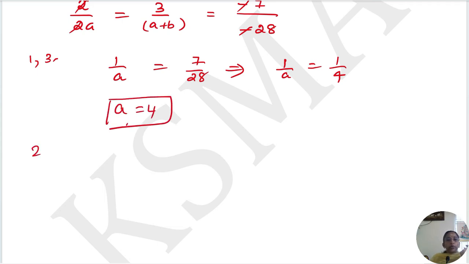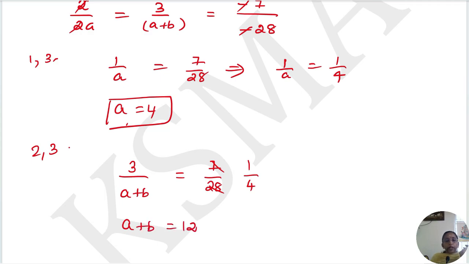Now consider the second and third ratios. 3 divided by (a + b) is equal to 7 divided by 28. So cancel, it is 1 by 4. So a + b is equal to 12. And we already know a value is 4, so 4 + b is equal to 12. So our b value is 8.